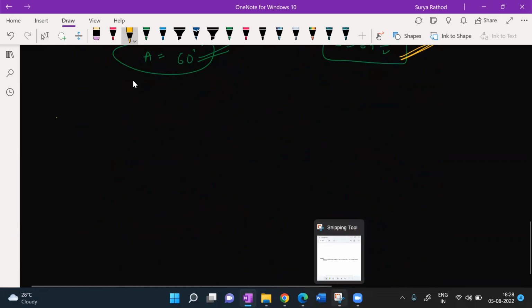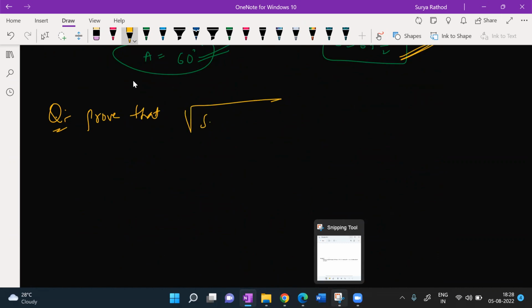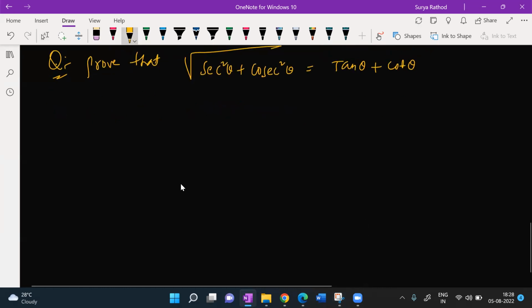Next question. Prove that sec² θ + cosec² θ = tan θ + cot θ. Everyone prove this quick. After this, everyone prove this question.